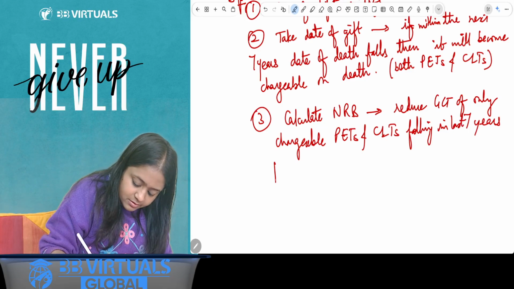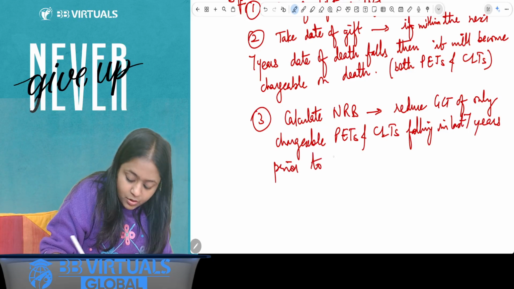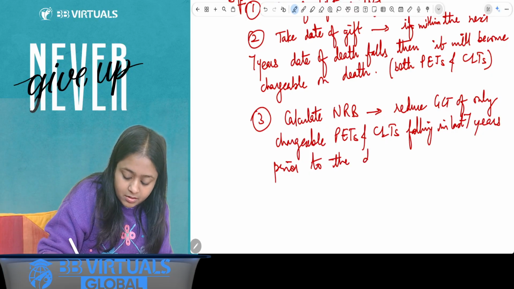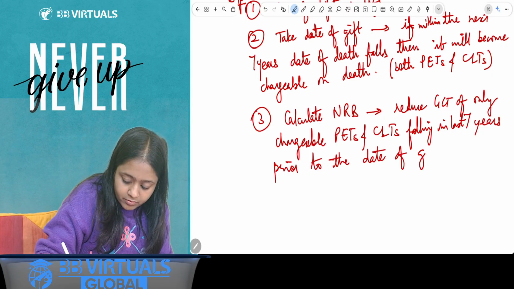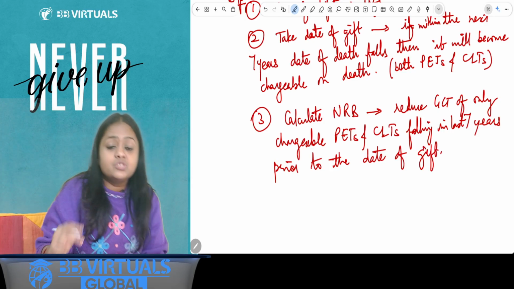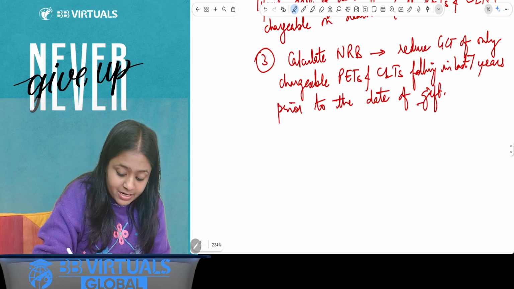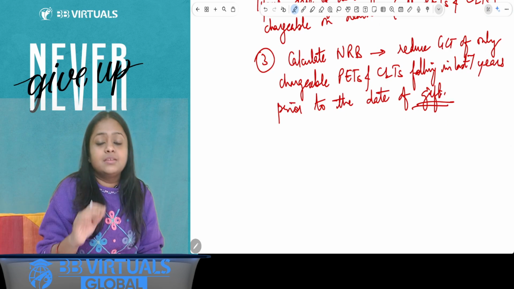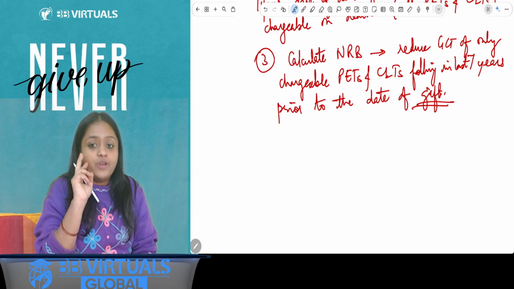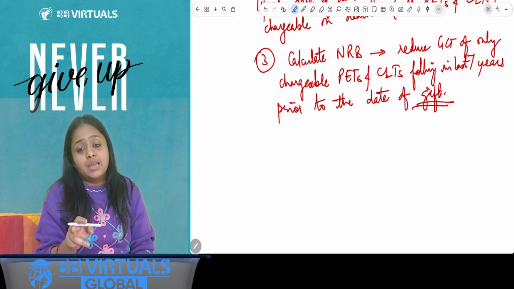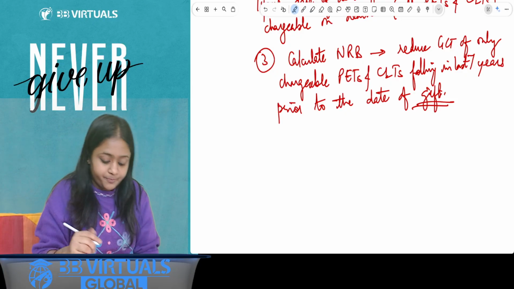falling in the last 7 years prior to the date of, what do we take for NRB? Gift. Okay, so don't forget that you have to take it in the last 7 years prior to the date of gift. Very important. Even if it is death, we take the date of gift only. For lifetime transfers, always for NRB deduction, we take the date of gift.